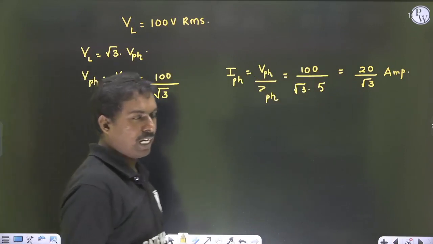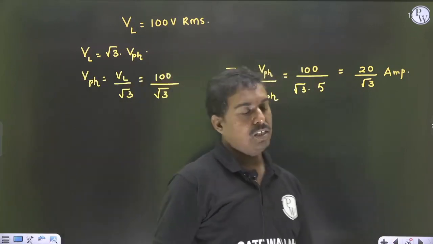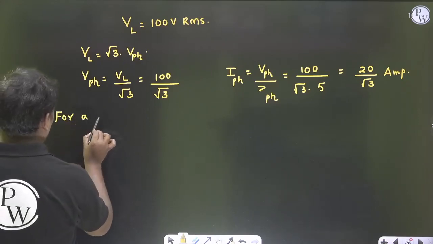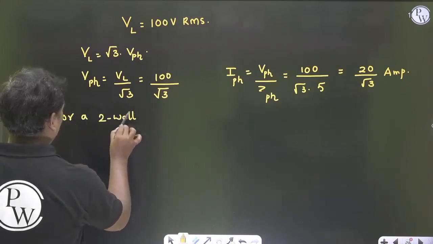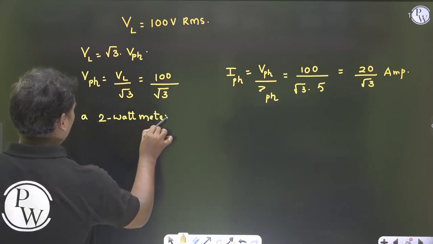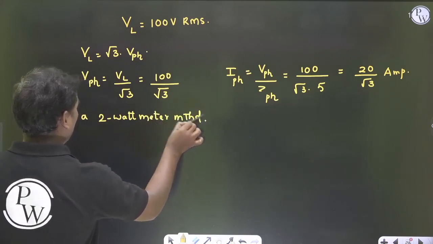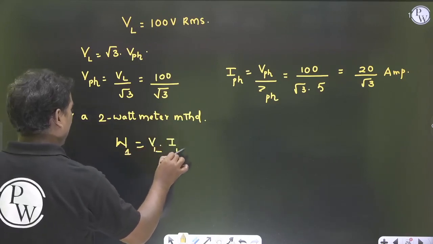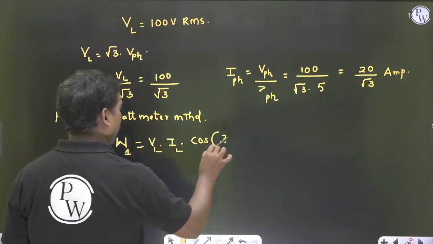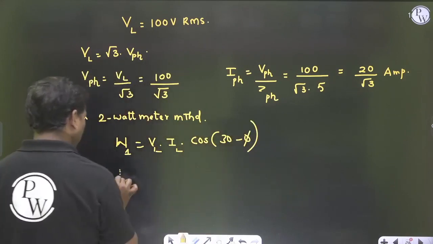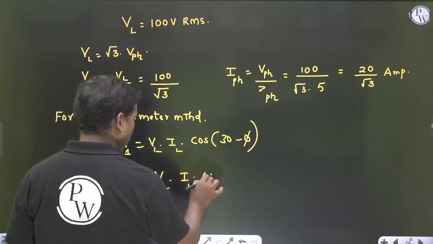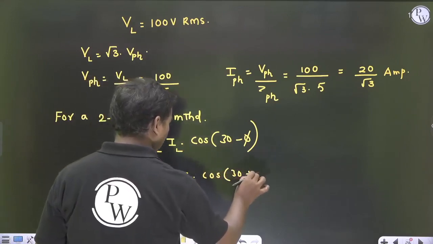So we got this. Now what is the W1? For the 2 wattmeter method, W1 is equal to VL IL cos of 30 minus 5. So what is the W1 reading? VL IL cos of 30 minus 5. W2 is equal to VL IL cos of 30 plus 5.